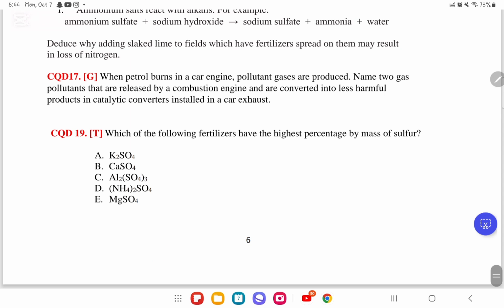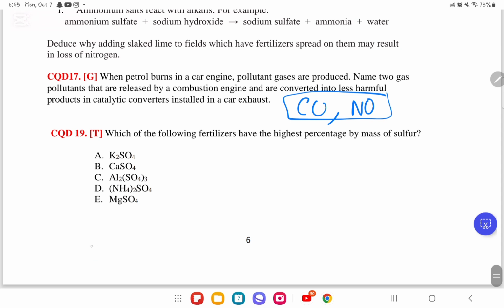So when petrol burns in a car engine, pollutant gases are produced. Name 2 gas pollutants. This you should know from last year, I think. You should know what is released. Carbon monoxide, CO, and nitrogen monoxide, NO. So please memorize this one.